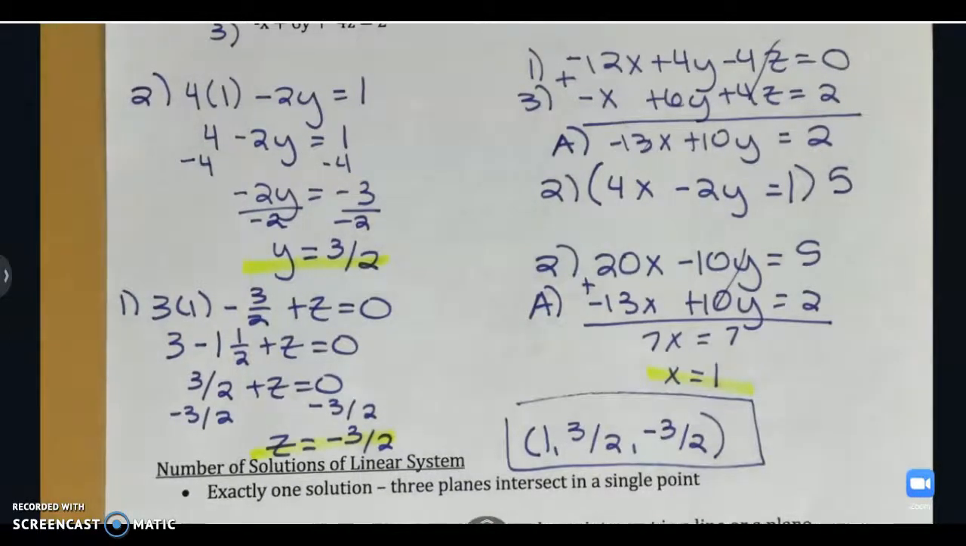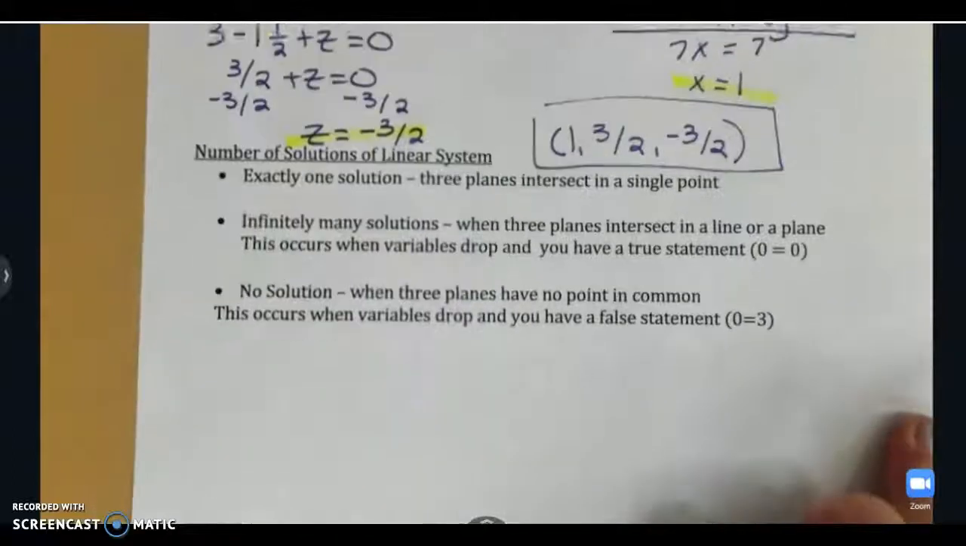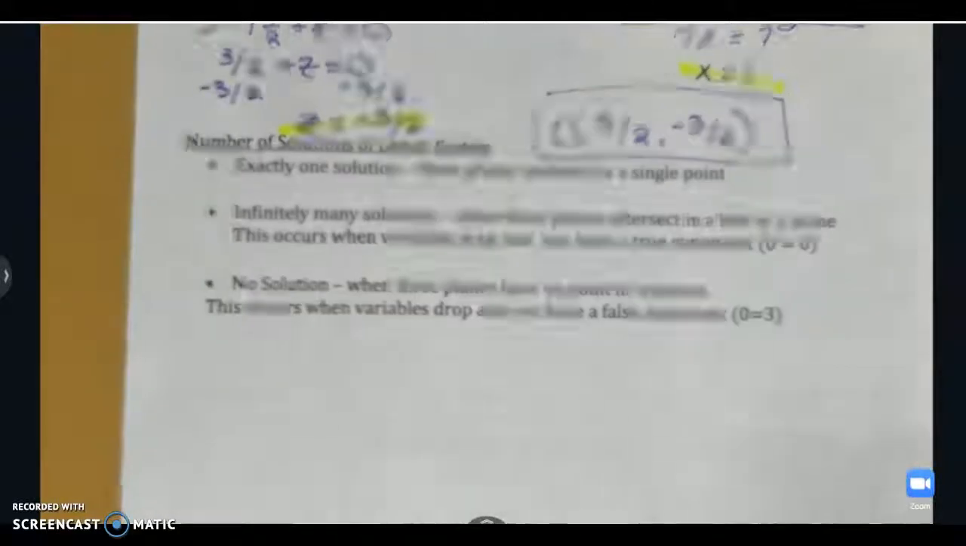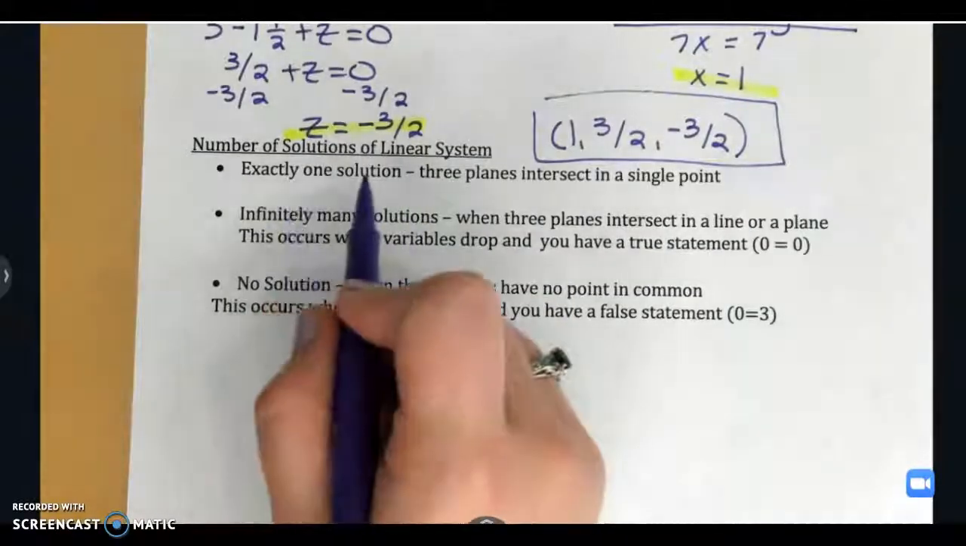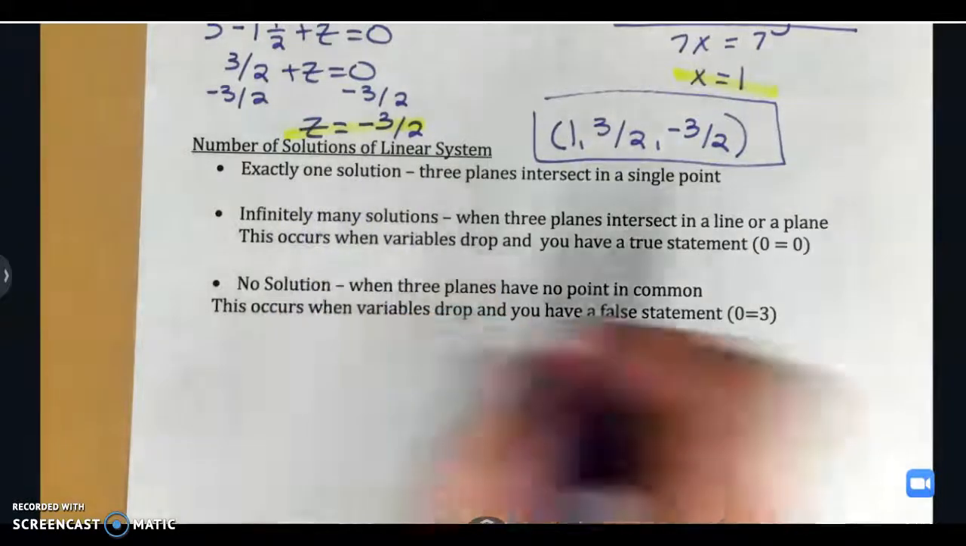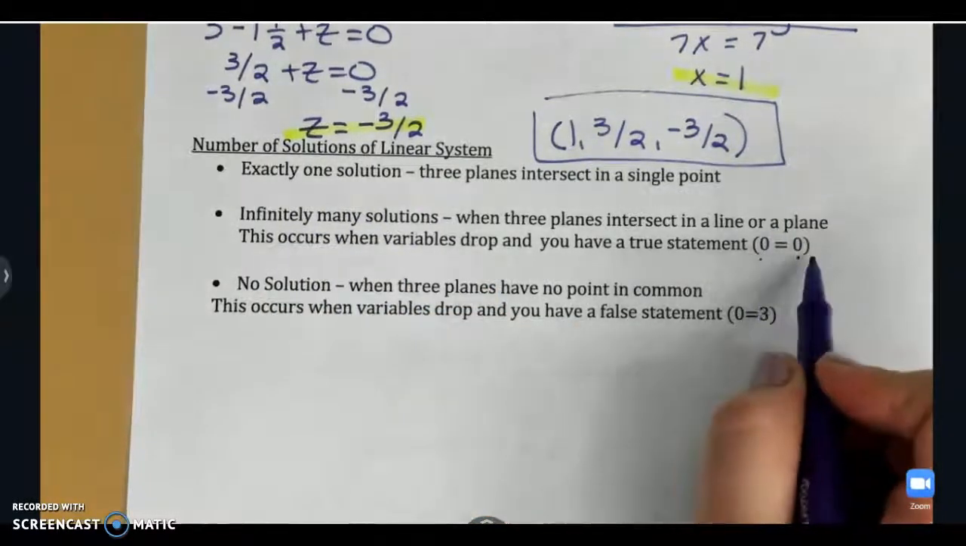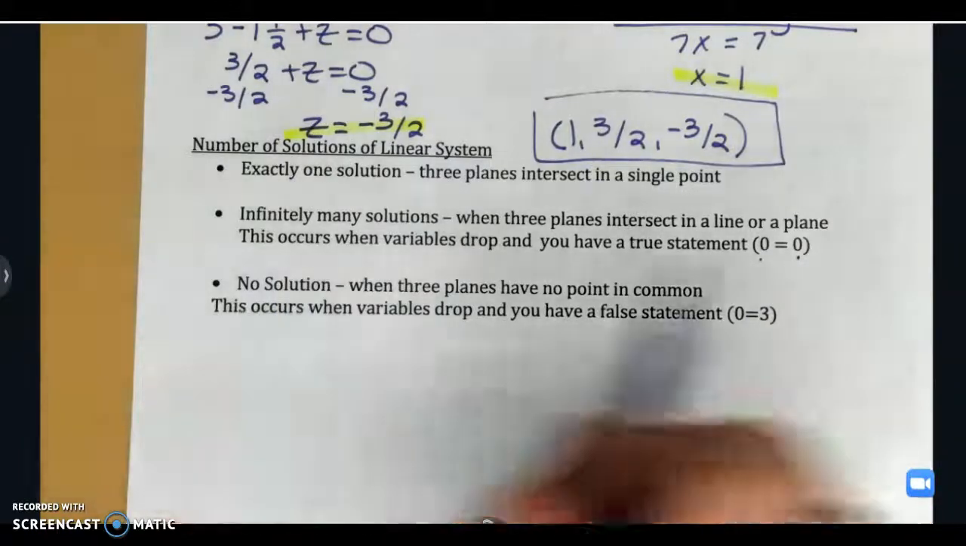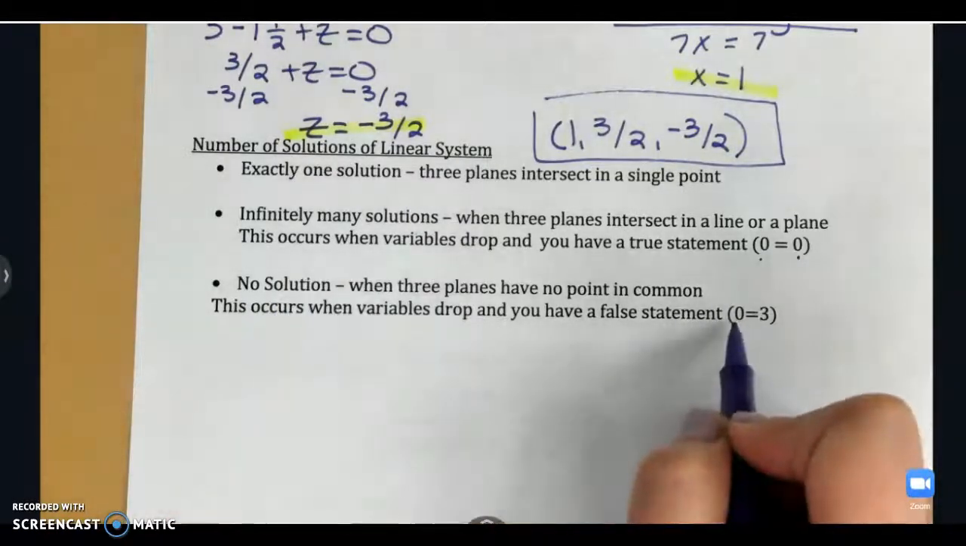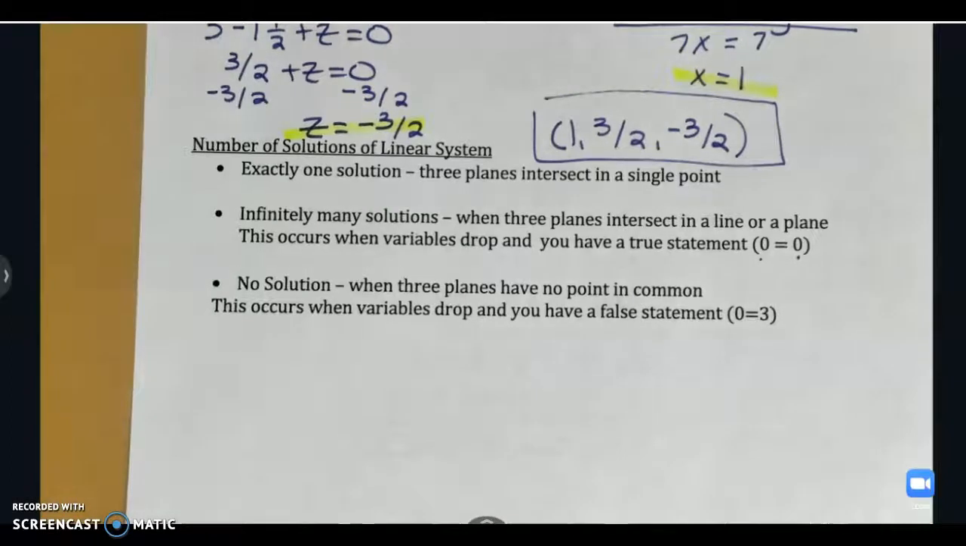Okay. Now our 3 variable systems, just like the 2 variable systems, our possible solutions are exactly one solution, infinite solutions when I end up with a true statement like 0 equals 0, or no solution when I get a false statement like 0 equals 3. Those are also possible outcomes of our 3 variable systems.